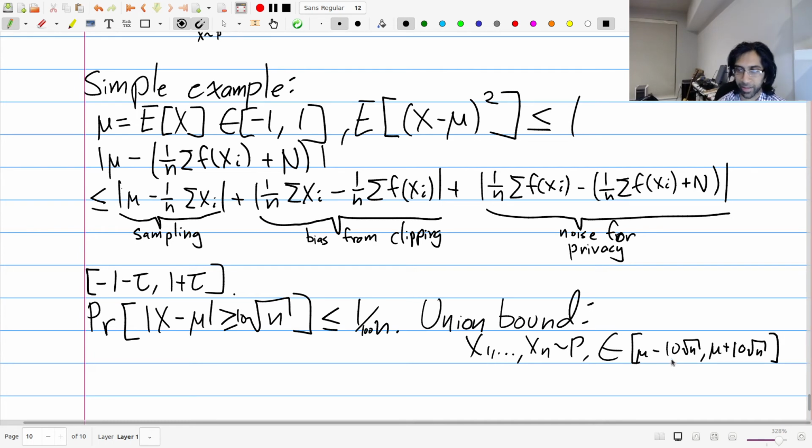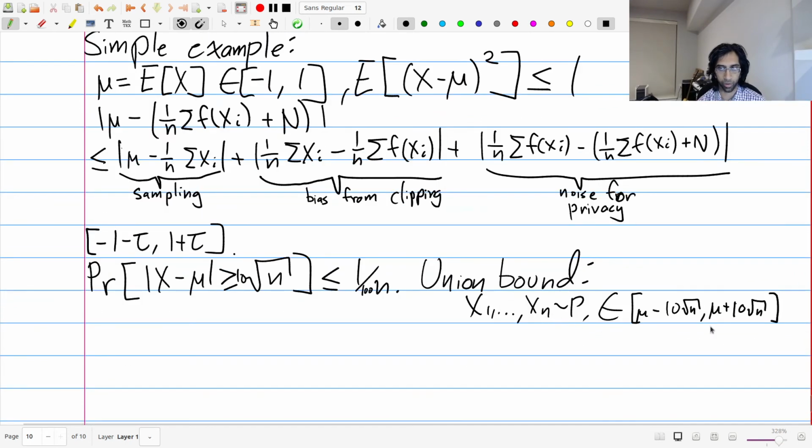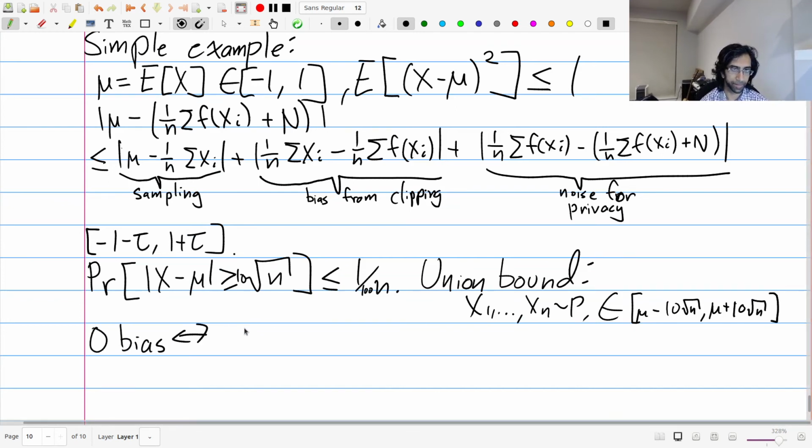Let me just draw one distinction from what we had before. Remember when we were looking at sub-Gaussian or Gaussian distributions, we had a square root log n here, but now we have to have a much wider interval than before. Now it's square root n. So this is quite wide actually. So the idea is, if we want zero bias, that is, no points clipped, zero bias corresponds to tau equals theta of square root n.